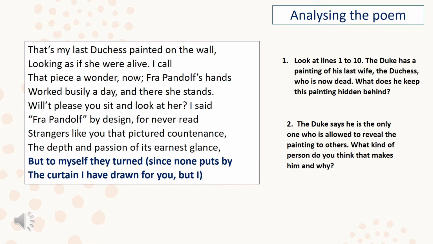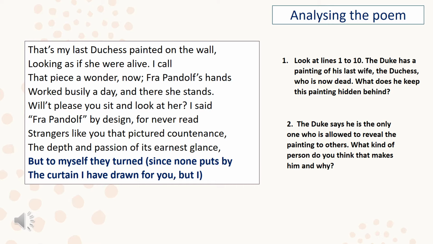This activity should take us no longer than 10 minutes to complete. So we are analysing a few lines from the poem, and we will be doing this for the next few slides. So for the first thing you need to do is look at lines 1 to 10. The Duke has a painting of his last wife, the Duchess, who is now dead. What does he keep this painting behind?